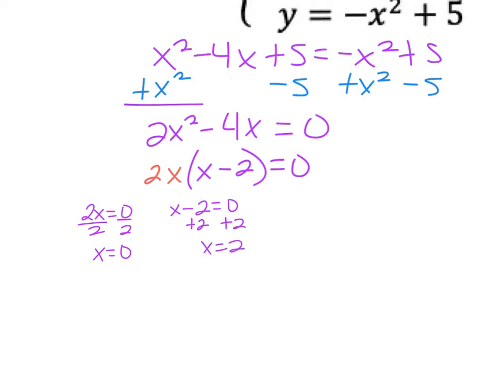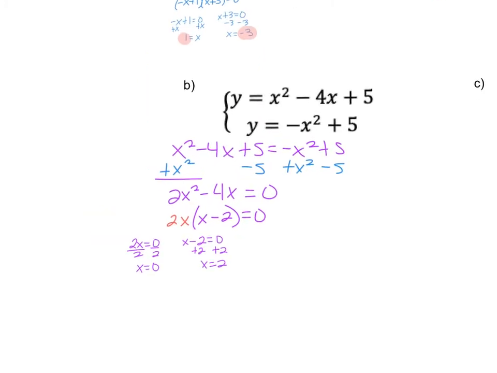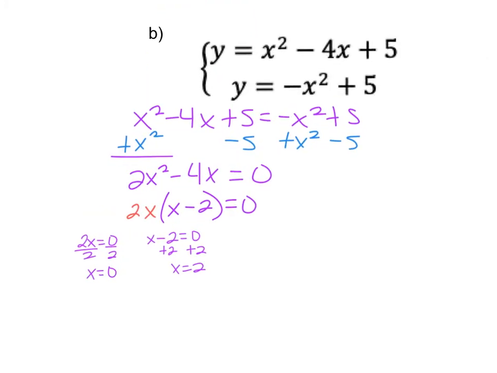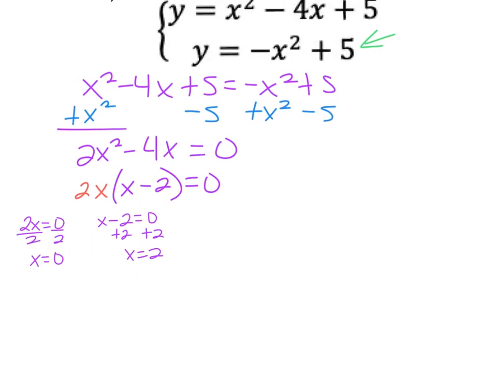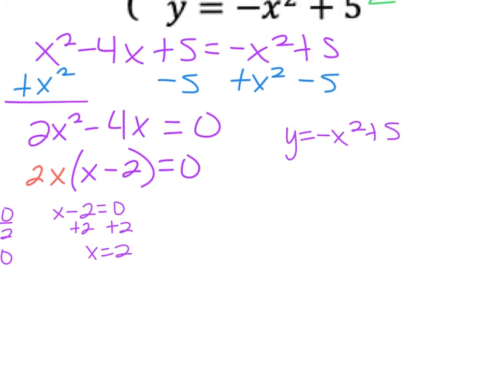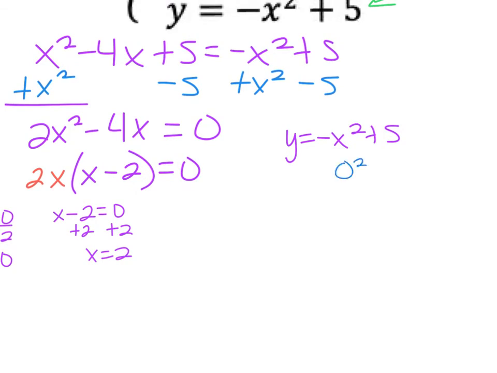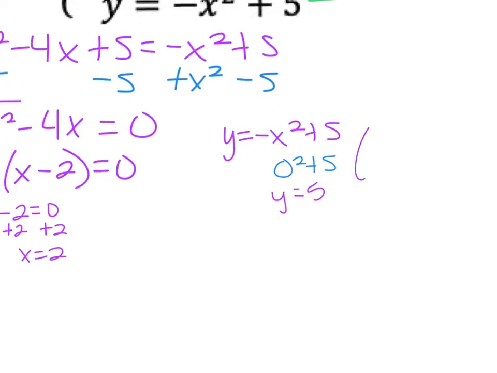Okay, sweet, we got the first part done. Now we need to plug it into one of the original equations. Does it matter which one? Nope, but I'm going to plug it in this one because it only has 2 terms. So I'm going to rewrite the equation, y equals negative x squared plus 5. So I'm going to plug in when x equals 0. This one will be easy. Negative 0 squared plus 5. So your y value for this one would be 5. So your coordinate would be at 0, your x value you found earlier, and the y coordinate 5.